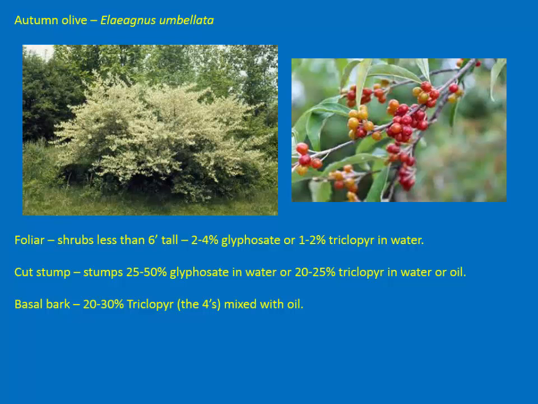For foliar, use 2 to 4% Roundup, or glyphosate, or 1 to 2% of the 3A, the Garlon, the threes. Cut stump is 25 to 50% glyphosate in water, or 20 to 25% triclopyr, either the water or oil formulation. Just as a side note, you can use a 50% glyphosate solution to kill trees too, if you're thinning out box elder, doing TSI work in the woods. Basal bark is again the fours, 20 to 30% mixed with oil.